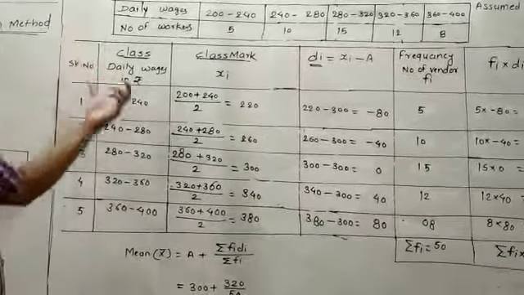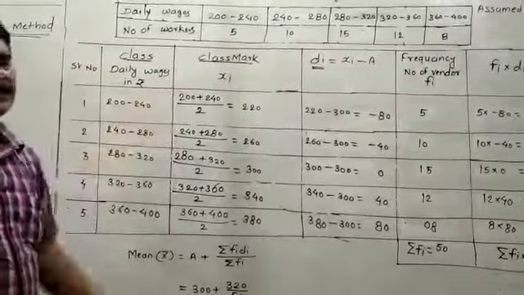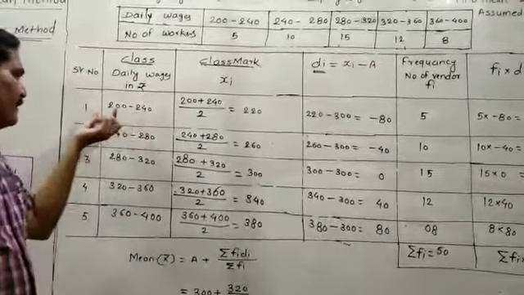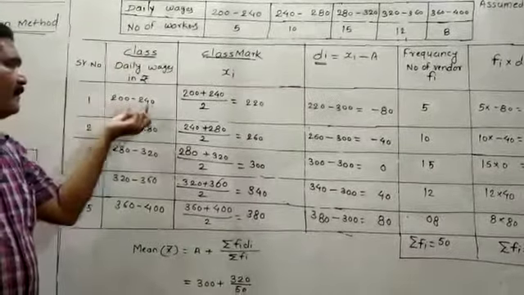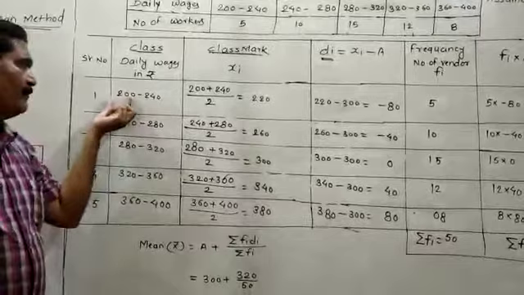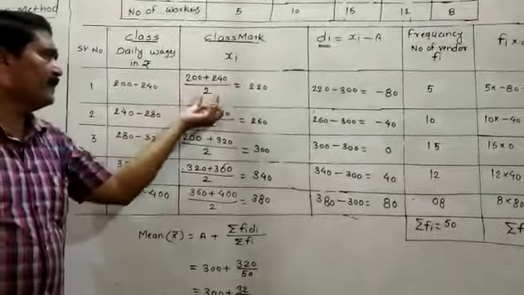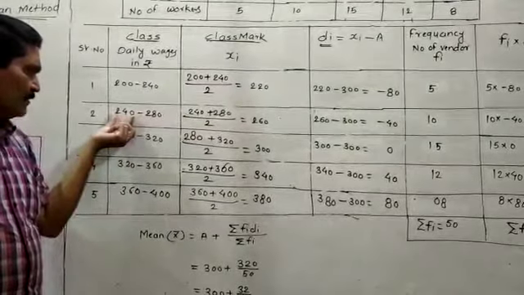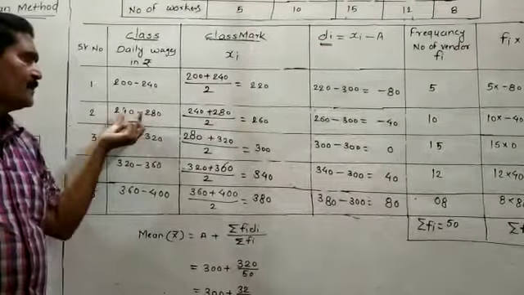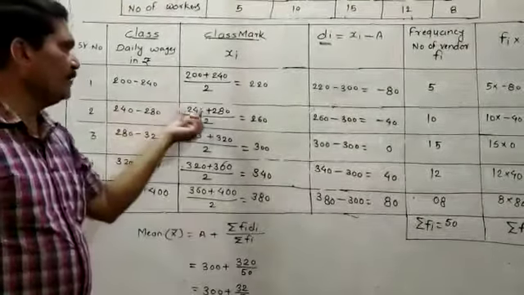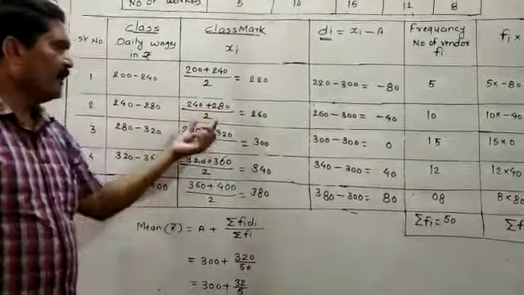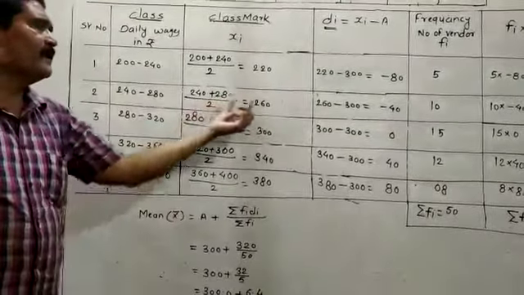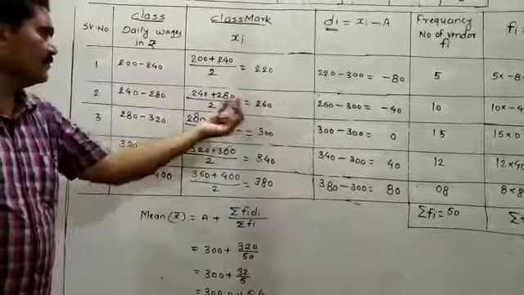After you write the class, you have to find out the class mark. How do you find the class mark? This is the lower limit, this is the upper limit. Lower limit plus upper limit divided by 2. Means this is the lower limit of the second class, this is the upper limit of the second class. If you add these and divide by 2, you will get the class mark 260.